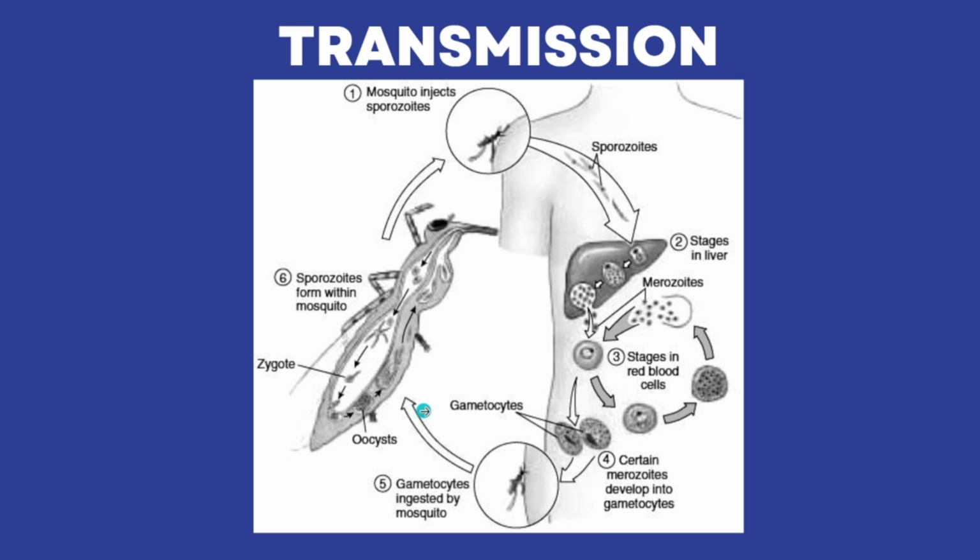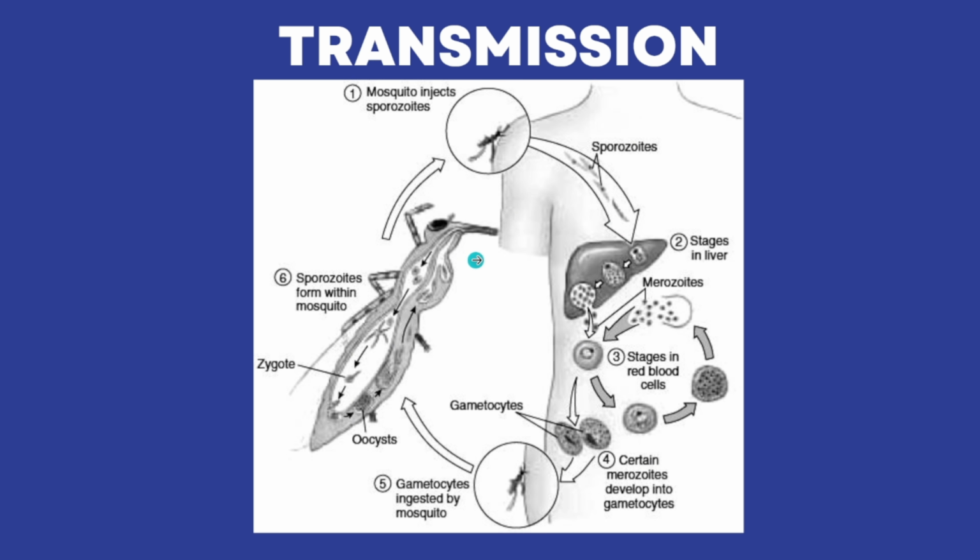So on ingestion, in the mosquito midgut, the gametocytes will egress from their host cell and differentiate into male and female gametes. So in the body, it will develop into male and female gametes, and fertilization happens to form a zygote. Once the zygote forms, it will undergo meiosis to form sporozoites. It will form sporozoites that will reach the salivary gland, and now it will be ready to infect another person.